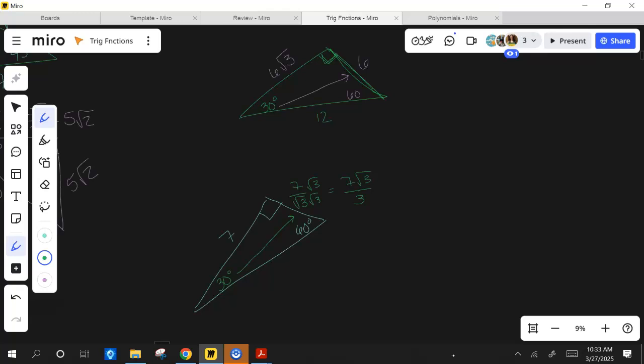Now, how do I get hypotenuse? Multiply what by 2? Short leg, always the short leg. What is this times 2? 14 square root of 3 over 3.